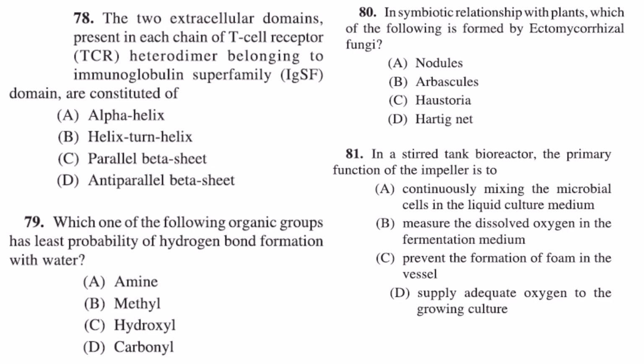Then two extracellular domains present in each chain of T cell receptor heterodimer belonging to immunoglobulin superfamily domain are constituted of. So it is antiparallel beta sheet that are found in the two extracellular domains of the T cell receptor.